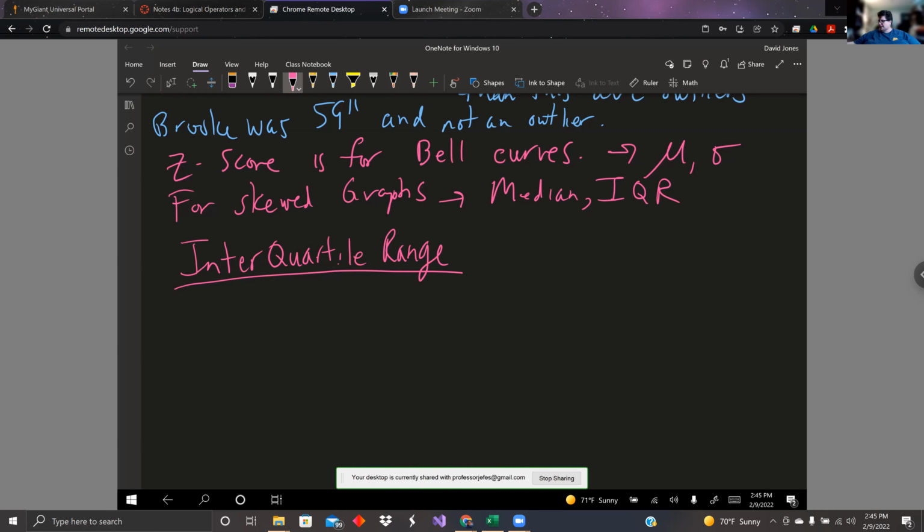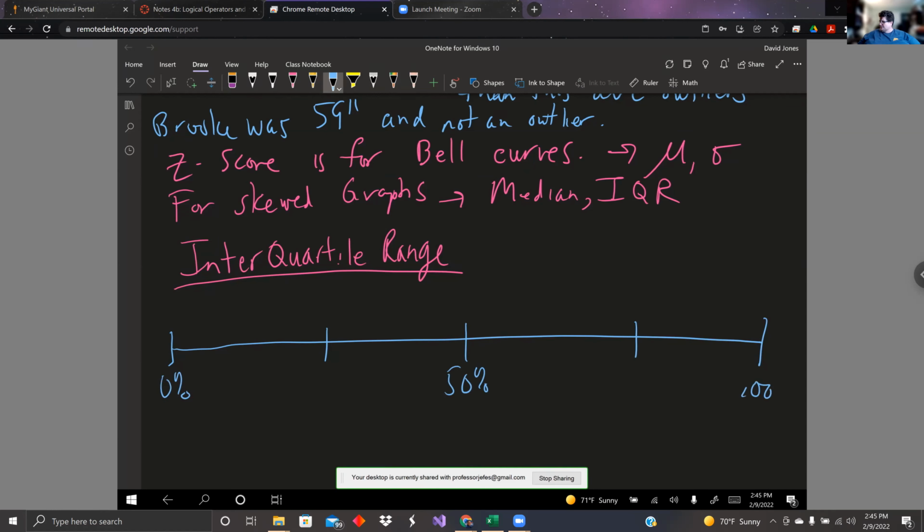So this is where I'm going to do my little percentage line. We have 50% in the middle, 0% right here, 100%, or the maximum value over here. 0% would be the minimum value. 50% is the median. And halfway between 0 and 50 is 25%. This is the first quartile.